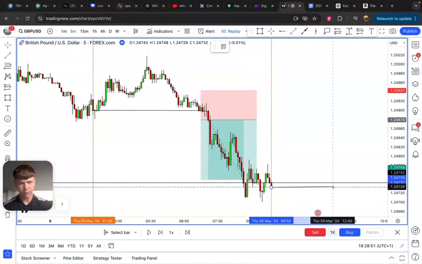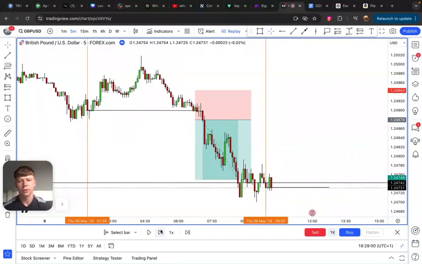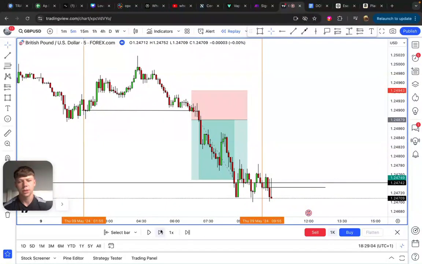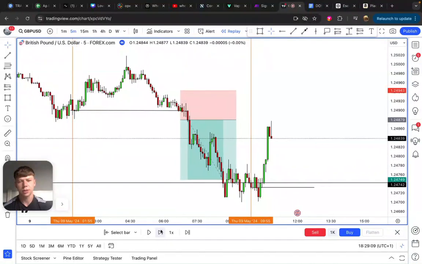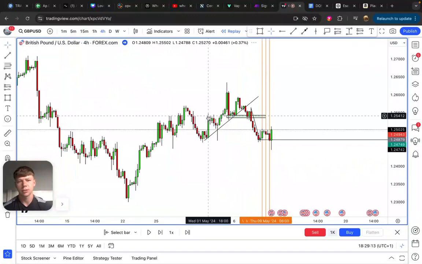We're basically looking for the pullback on this here now to create a wick on the 4H. Let's see if we get it. So you're getting that pullback now on the 4H. Oof. Alright, let's see what happens here. Patience. Patience. Right, it's flying up. It's flying up. Alright then. Let's see what happens on that candle.